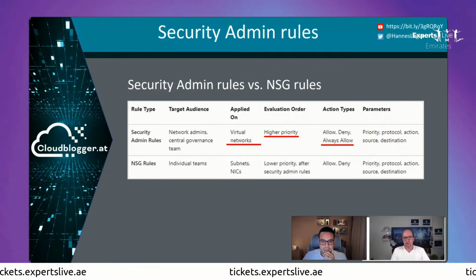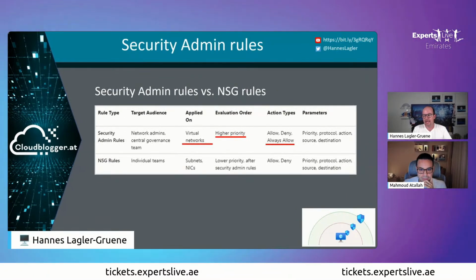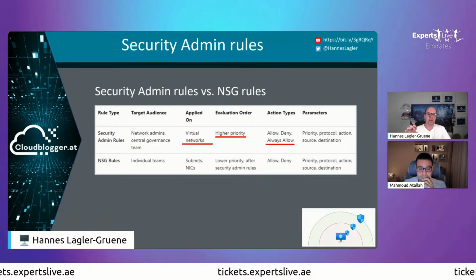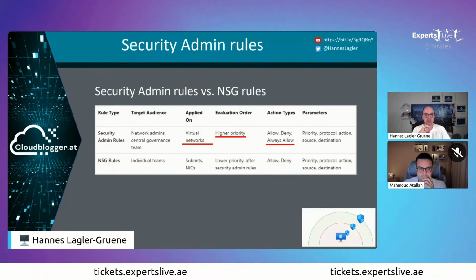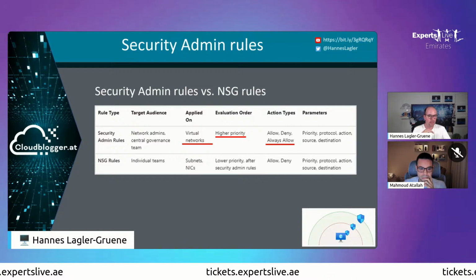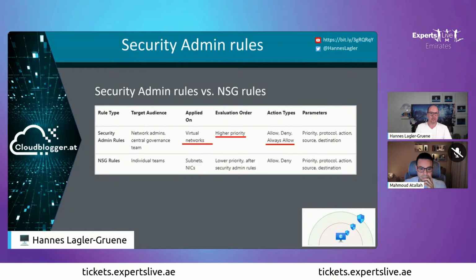What you can do with Azure Security Admin Rules is assign those network security admin rules to virtual networks. And the difference here is we have three action types. We have allow, we have deny, we have always allow. What's the difference here is really easy to explain.